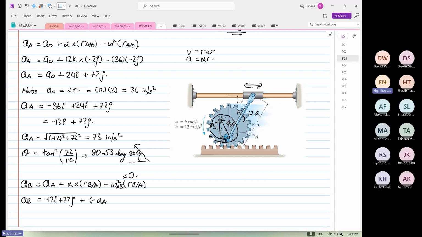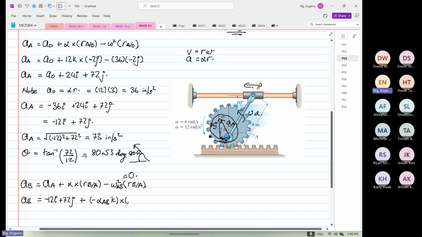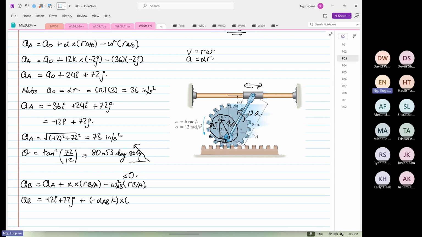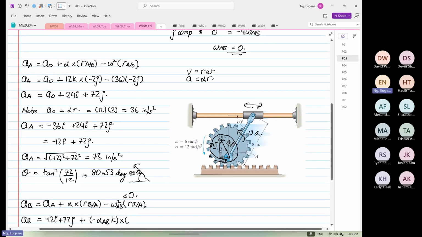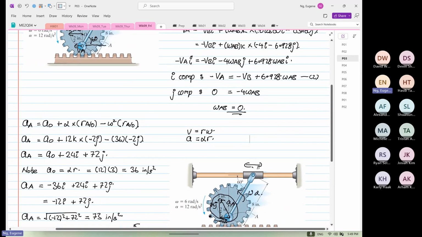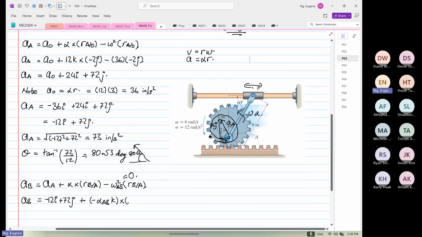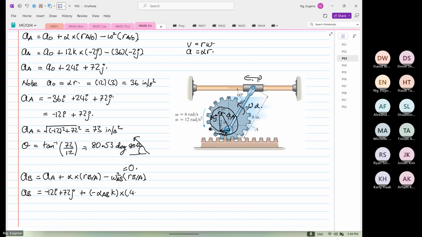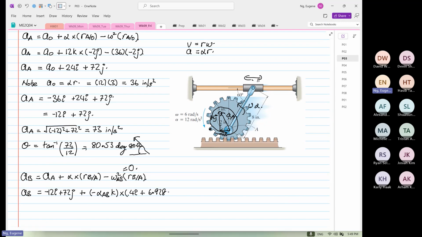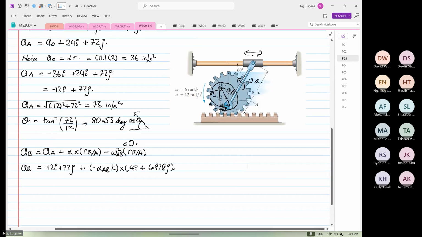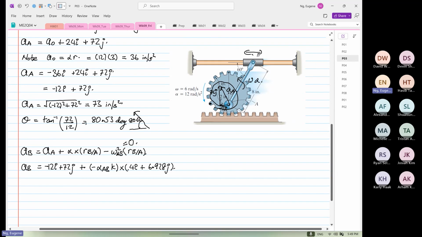So over here, then you will have minus alpha AB cross r_B/A, from point A to B, we did that calculation, right? So now it's going to be positive. So it's equal to 4i plus 6.928j. Okay. And then this is equal to minus 0.